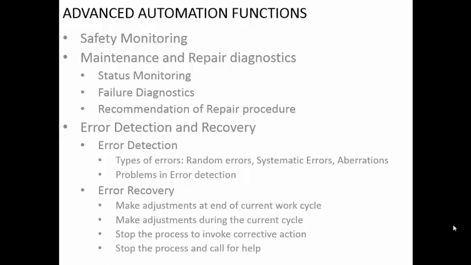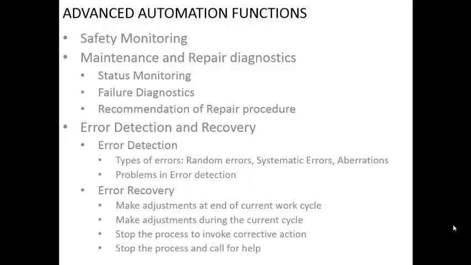First one is, once the error is detected, then the first strategy is to make adjustments at the end of the current cycle. So whatever program of instructions are given, once the programs are executed up to the end, before the beginning of the next cycle, the adjustments will be made. The second type of error recovery is the adjustments will be made during the cycle itself. We are not going to wait till the end of that particular cycle. During the cycle itself, adjustments will be made.